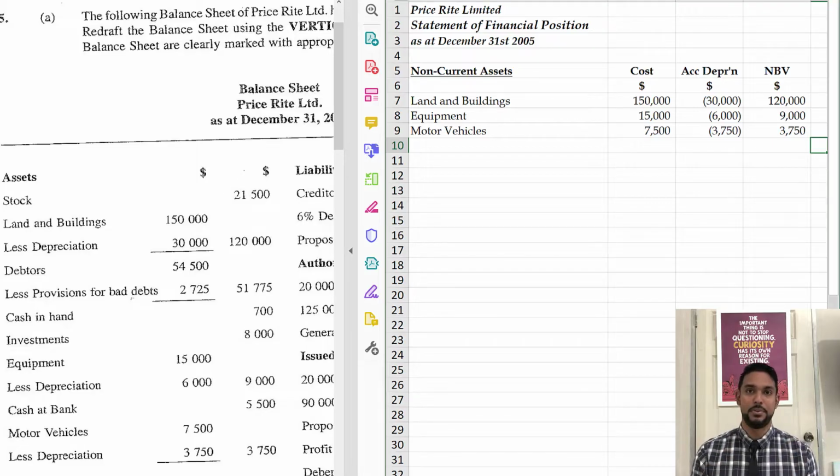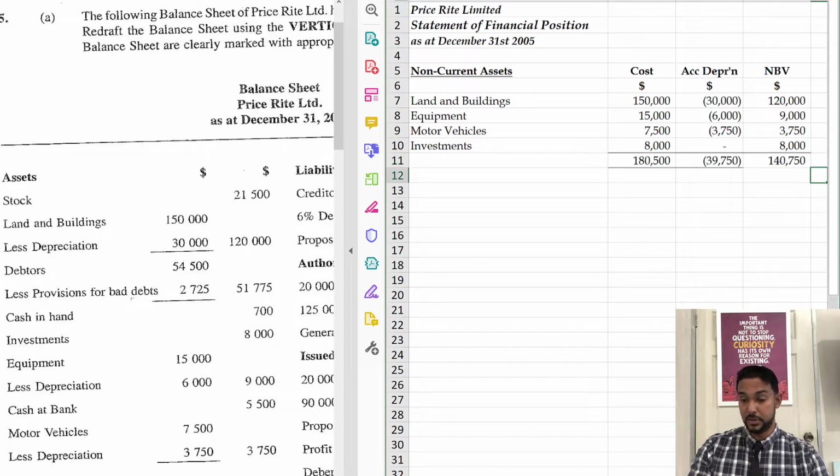So I'm going to put this as a non-current asset. You can choose to put it as a current asset. I'm fine with that. If they don't specify, as far as I'm concerned, they can't penalize you. But once again, that's my opinion. So investments there. Let's total up the non-current assets.